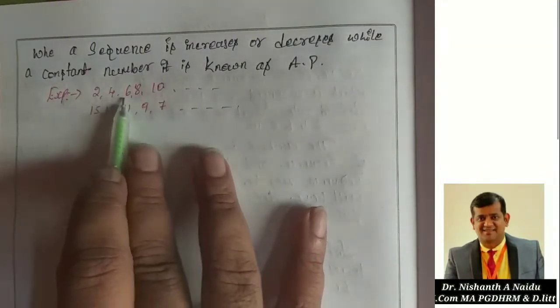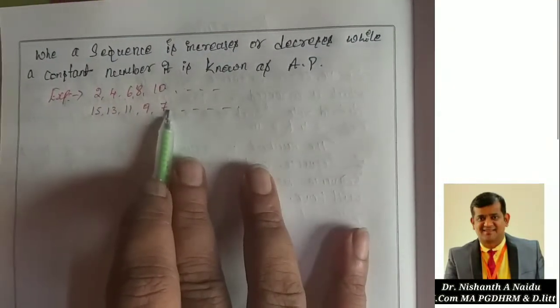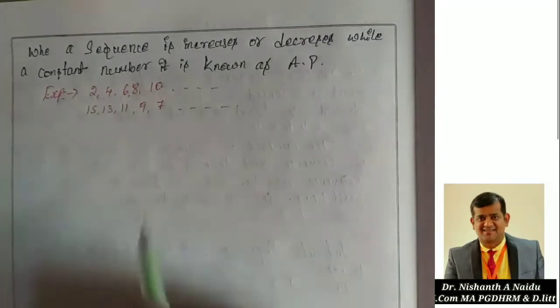So that is increase or decrease by a constant number. Here it is 2, 2, 2, increasing. Here the 2s are minus, so that is decreasing. Okay.